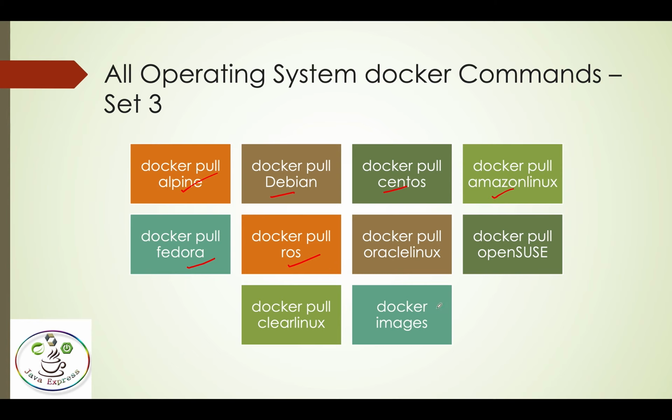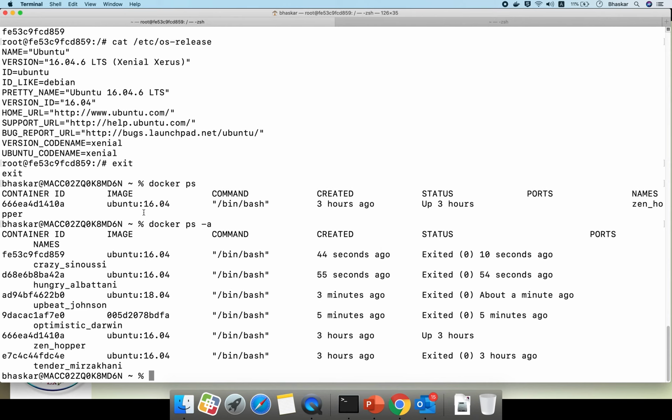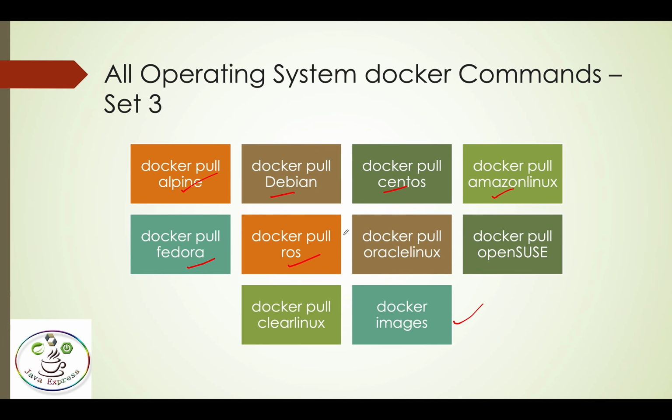If you pull everything, then you will see your docker images. Try to log in and run cat /etc/os-release, then you will understand what folders are there, how it is happening. Try to do these things, then we'll see a few more commands in the next session.